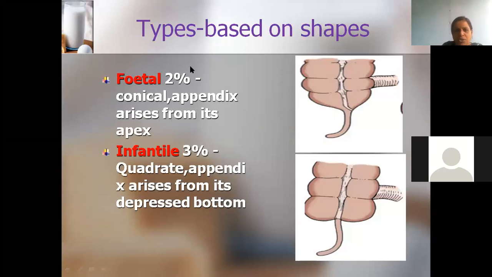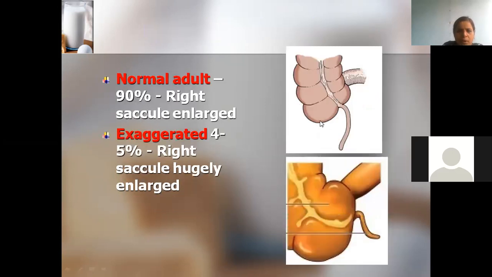Now we have different shapes of the ceca. Like we have fetal type, which is 2%, which is conical and appendix is arising from its apex. Infantile type, which is 3%, it looks like a quadrate shape and appendix is arising from its depressed bottom. This is appendix. This is normal adult, like 90% of the ceca look like this, where right saccule is big, left saccule is small, exaggerated where right saccule becomes hugely enlarged.